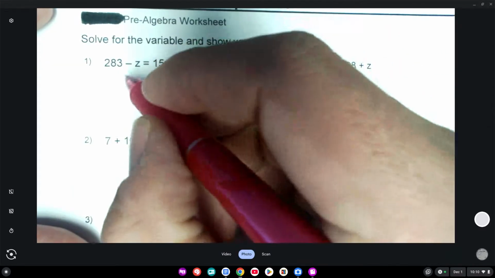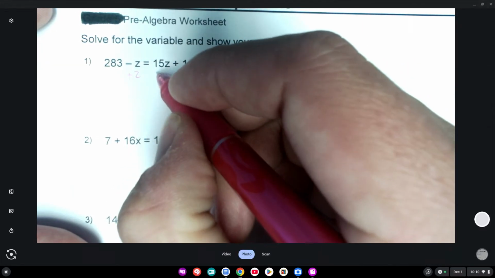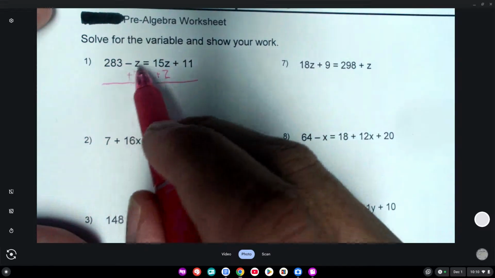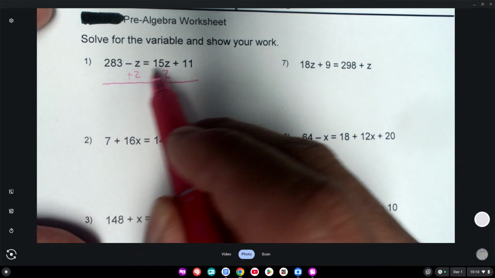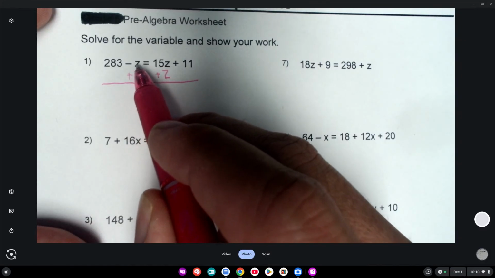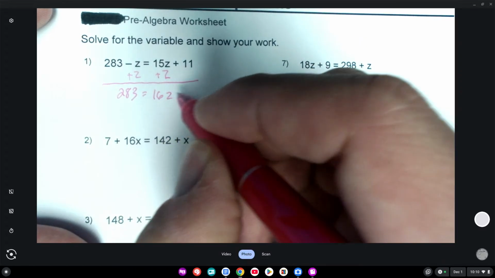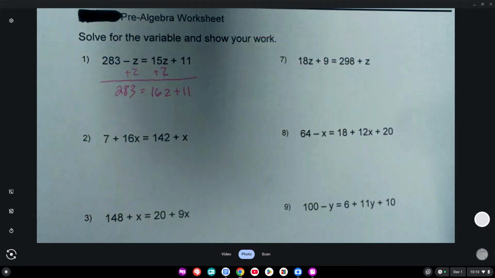So I'm going to start by adding z to both sides, so I get all of my z's over to the right. I want to get the minus z away from here, so I'm going to move the plus z, make that 0, and plus z over here. So I have 283 equals 16z plus 11.